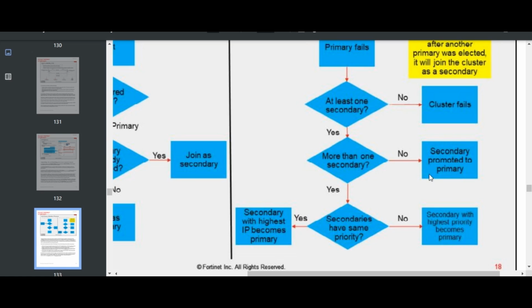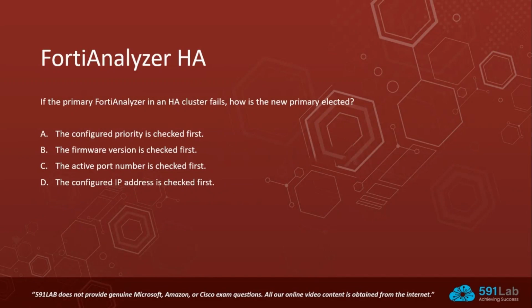Okay, let's go to the question and find out the correct answer. Answer A, the configured priority is checked first. Yes, this answer is correct. Let's check the other answers. Answer B, the firmware version is checked first. No, there is no firmware check process in the primary election process.